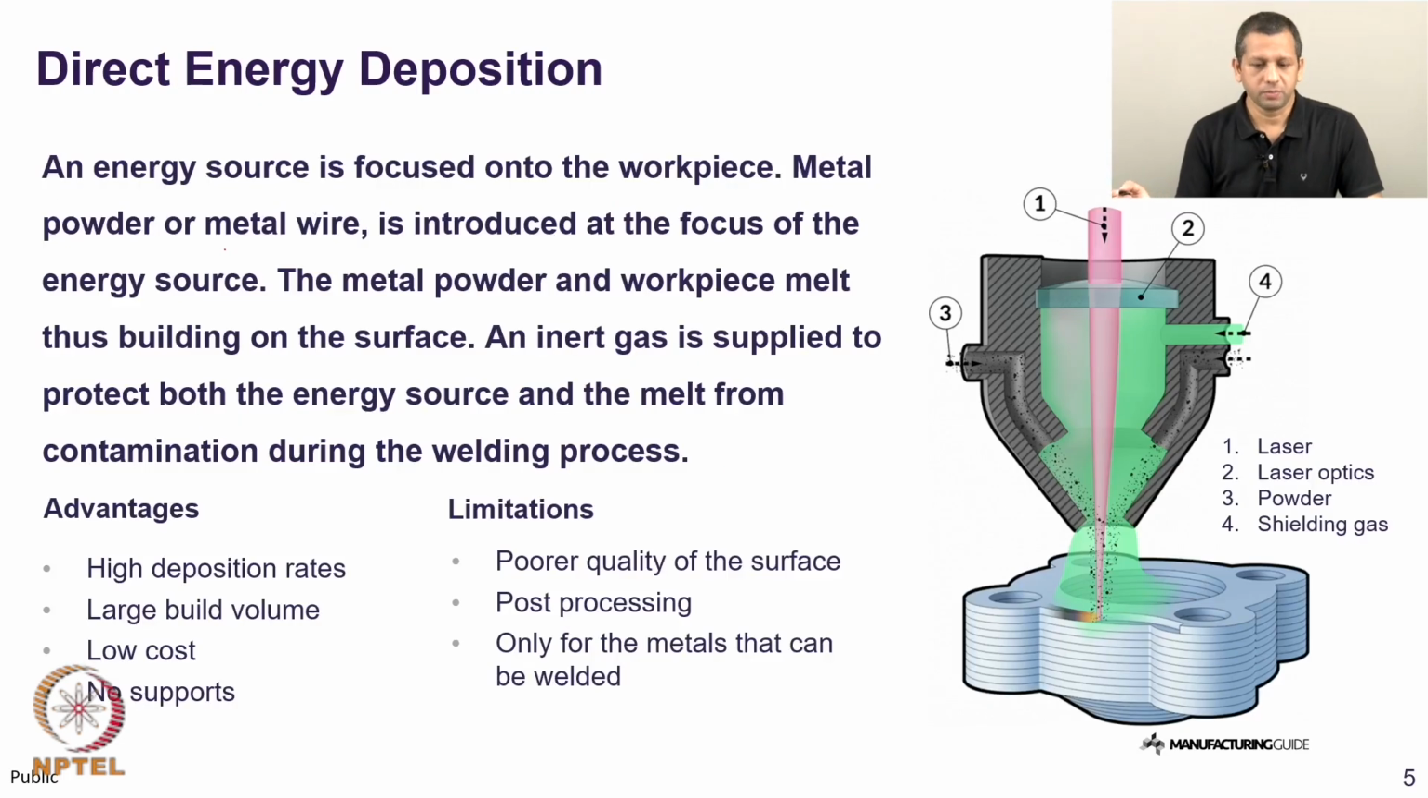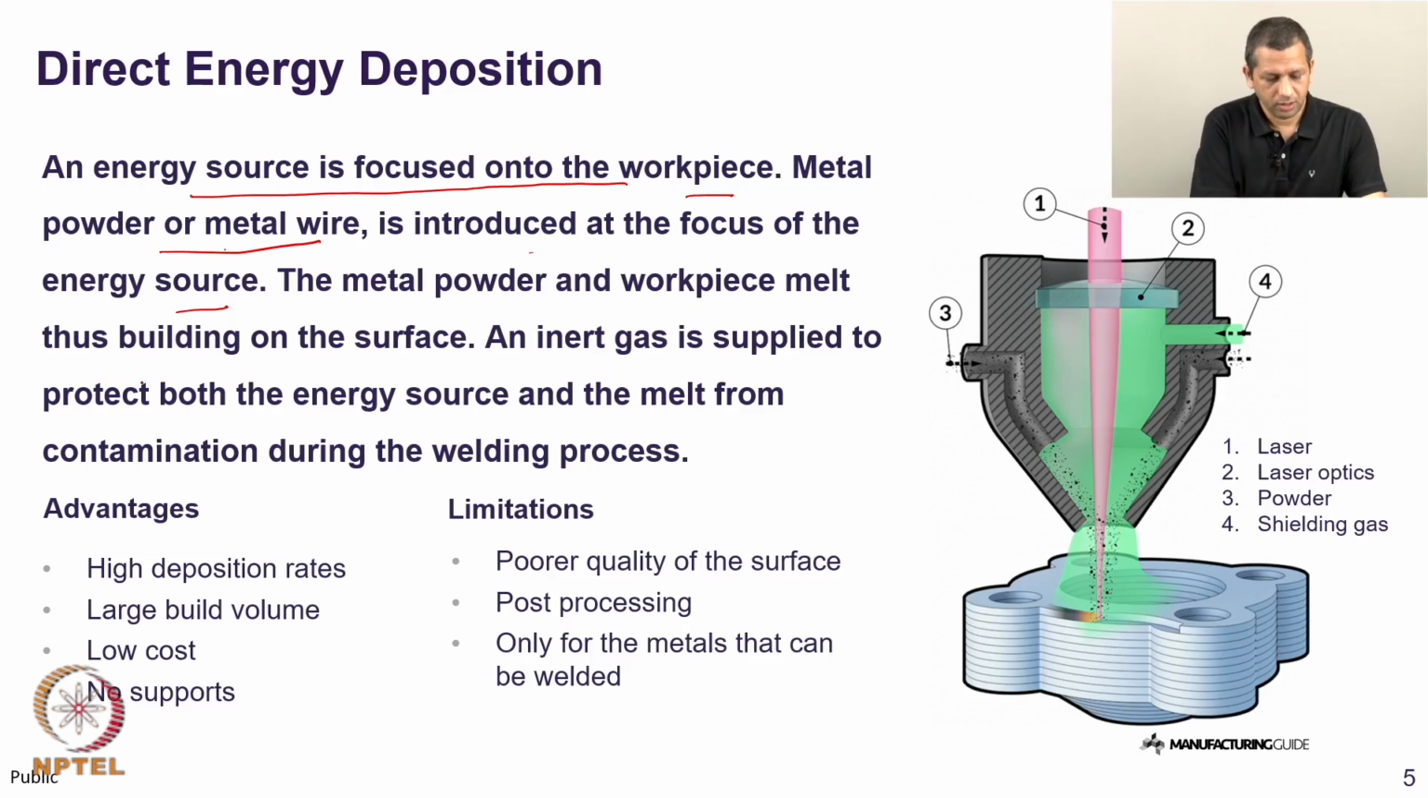In direct energy deposition, the energy source is focused onto the workpiece. The metal wire or powder is coaxial with the laser beam and is introduced at the focus of the beam, and that makes the feedstock melt before it is deposited on the build platform or on the substrate, and once that is done, on subsequent layers as well, the same process is followed.